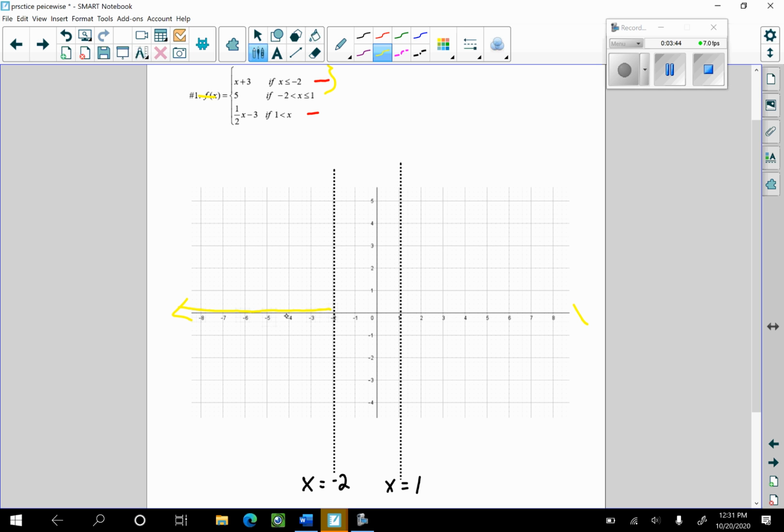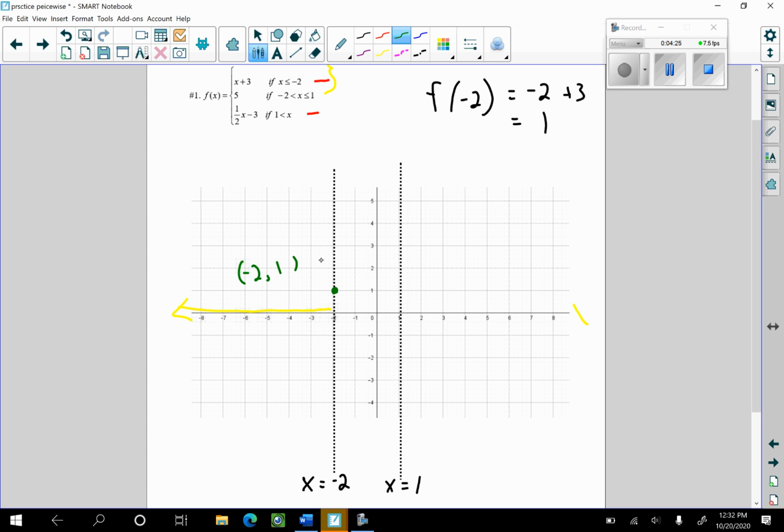So what I'm simply going to do is put in -2. I'm going to evaluate this function at f of -2. I have to see when x is less than or equal to -2, it's this top piece. So I'm going to put -2 into this top piece. This is going to be -2 plus 3. -2 plus 3 is 1. So at -2, this graph is going to be 1. So I'm going to plot that point right there, -2, 1.